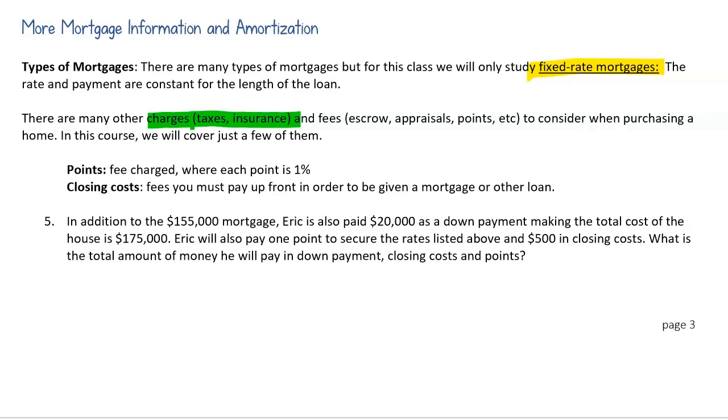Now, we're not going to talk about escrow or appraisal, but we are going to talk for a moment about points. Points are a fee charged, which is 1% of the loan amount. And there might be other closing costs that you pay up front in order to be given a mortgage or other type of loan. And for the most part, loan companies will let you know all of those things in advance. So let's do an example.